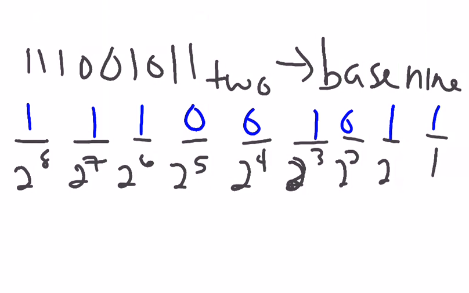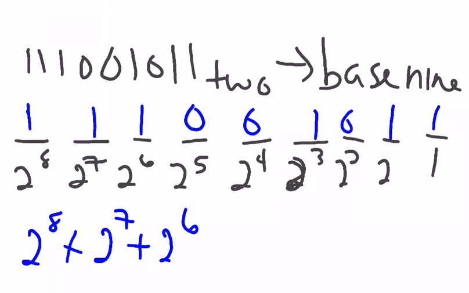And then we multiply. So 1 times 2 to the 8th is 2 to the 8th. 1 times 2 to the 7th is 2 to the 7th. 1 times 2 to the 6th is 2 to the 6th. 0 times 2 to the 5th is 0. 0 times 2 to the 4th is 0. 1 times 2 cubed is 2 cubed. 0 times 2 squared is 0. 1 times 2 is 2. 1 times 1 is 1.